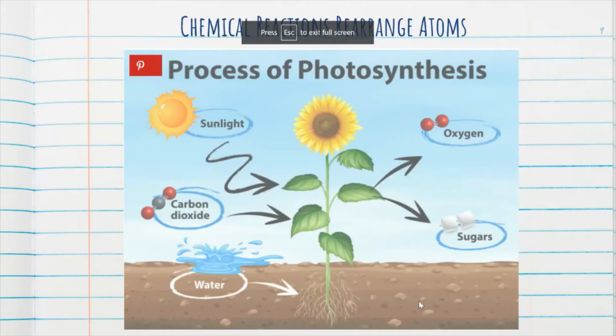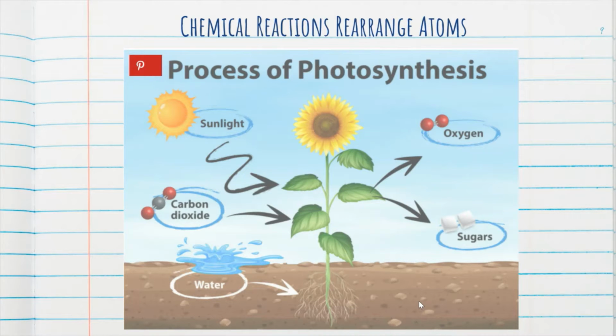All right, so here's another example of a chemical reaction, photosynthesis. And the thing to remember when chemical reactions happen is that the things that go into the reaction, the reactants, are not created or destroyed, they're just rearranged, right? So whatever goes into a reaction, you have to make sure that the same amount of atoms come out of the reaction, right?